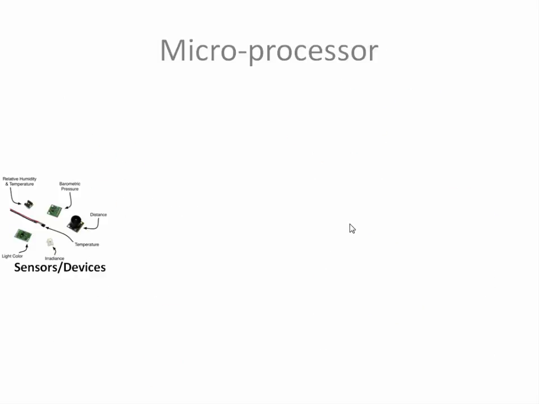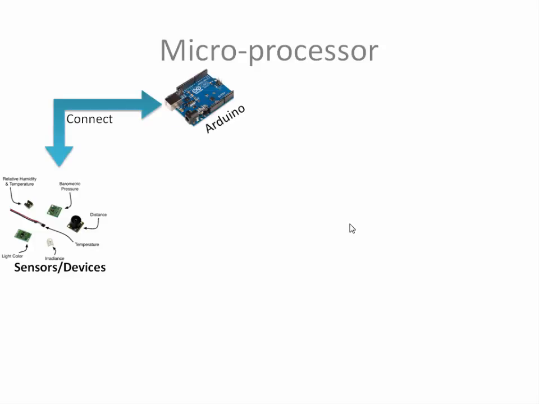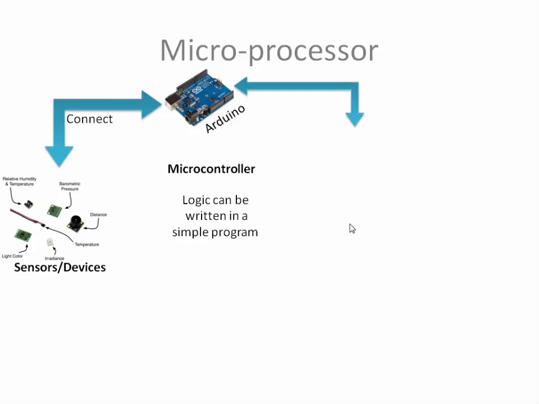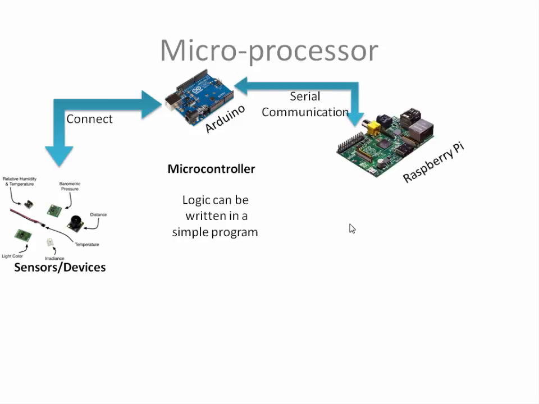If we go into more detail on how the connectivity works within these components, first you have the sensor devices. They will be connected to your Arduino, which is a microcontroller, and you will be writing logic. These are simple programs which will be used to read those sensor devices. So you will get an input from the sensor devices, and then you will pass those inputs to your Raspberry Pi. And Raspberry Pi will have a serial communication.